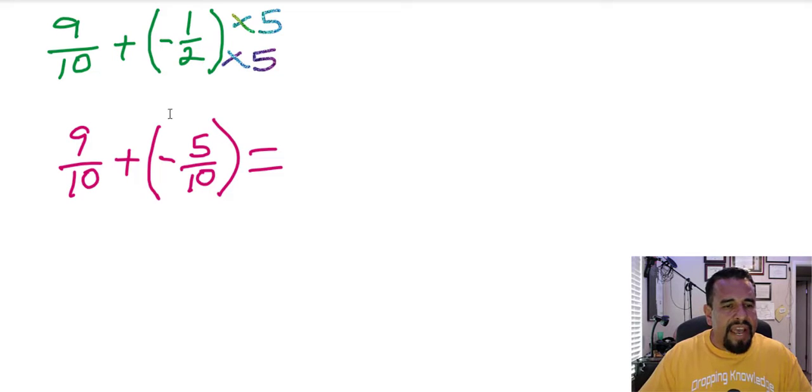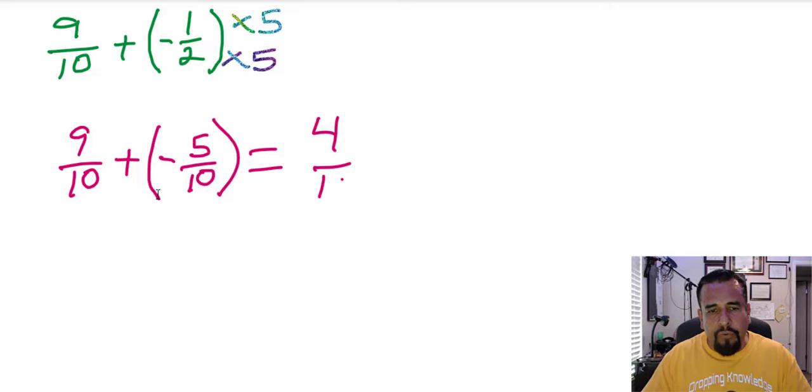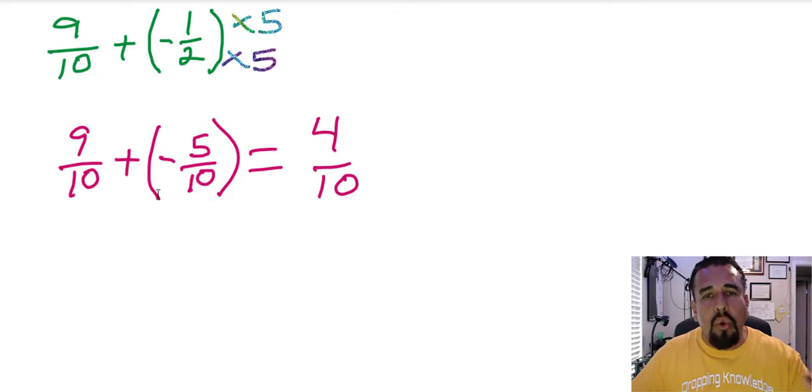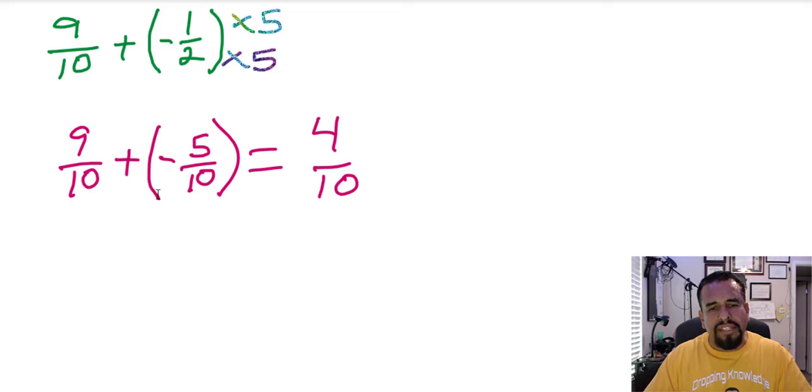All right, so we got 9 minus 5, and that gives me 4. And remember, the denominators do not get added, just bring it right over. 4 over 10. Almost done. Because remember, you always have to simplify. Even if the directions don't say to simplify, you must simplify. So let's go ahead and simplify.